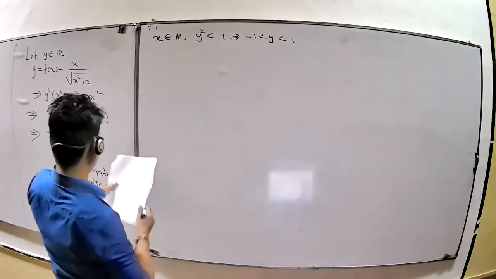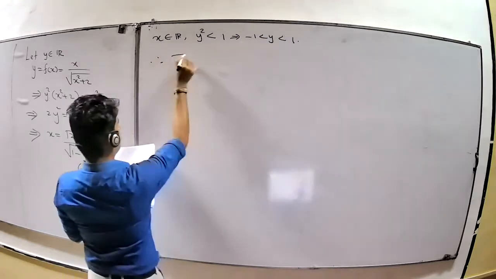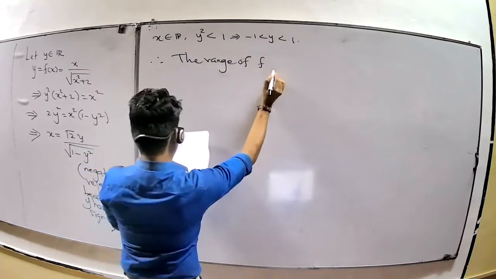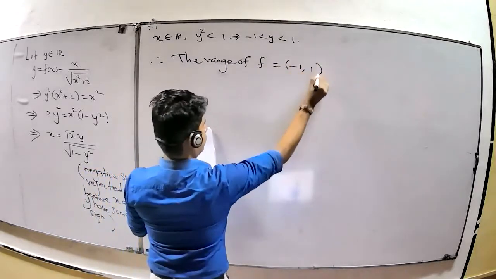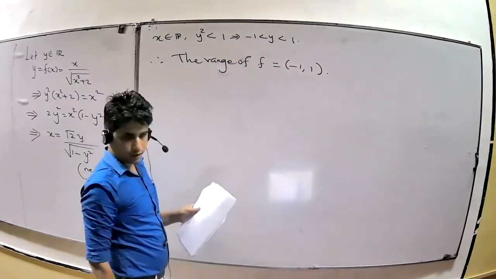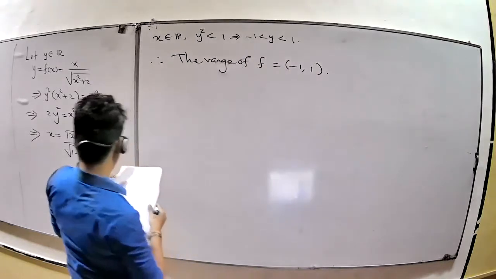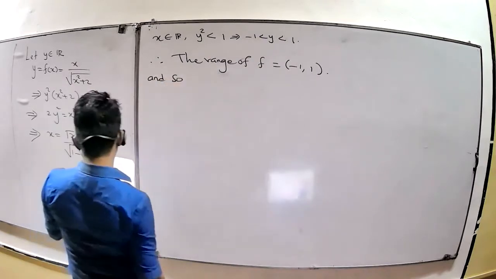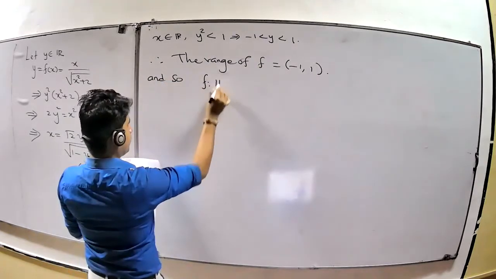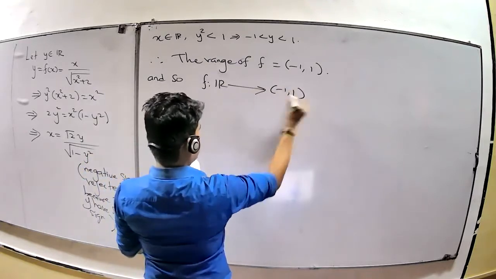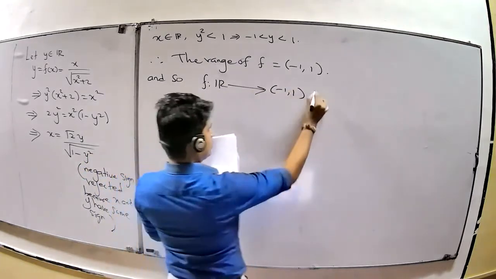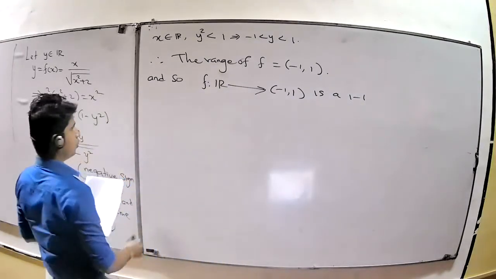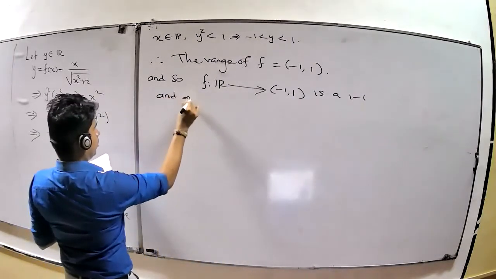So y is your range. The range of f, what is the range? Minus 1 to plus 1. Then you can find the inverse. If it's a function from the real numbers to minus 1 to plus 1, it is a 1 to 1 and onto function. We already proved it is 1 to 1 and onto.